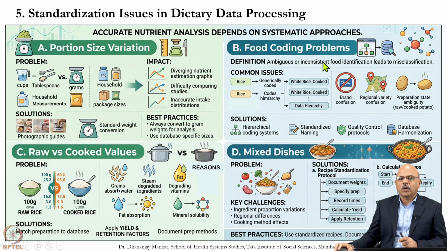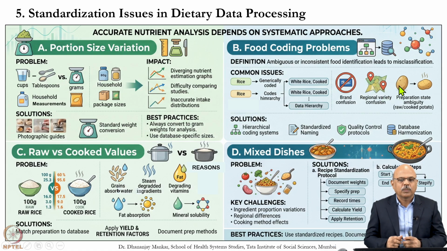Then food coding problems. Many times rice is generally coded as white rice and cooked rice, and you will find a lot of times a data hierarchy comes in. There is brand confusion, regional variations and preparation state ambiguity, such as raw versus cooked potato. So what is the solution to overcome this? Hierarchical coding systems, standardizing the names, quality control protocols and database harmonization. Very important to be highlighted here.